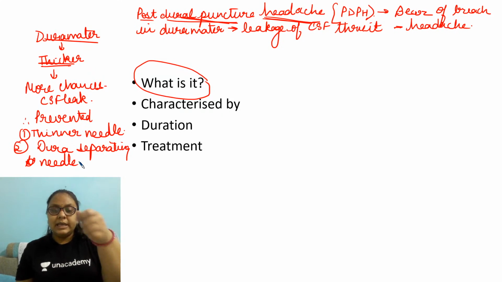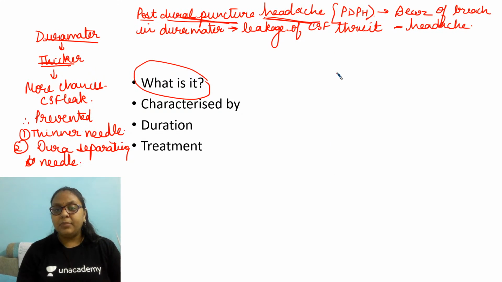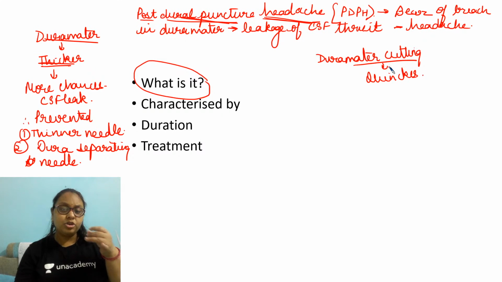Instead of piercing the dura, cutting needles, for example, dura cutting needles कौन सी होती हैं? Cutting needle is Quincke, ठीक है, Quincke needle. तो क्या होगा? Quincke needle, the spinal needle which we most commonly use, it will cut the dura. तो उसकी वजह से there are chances कि CSF leak हो.